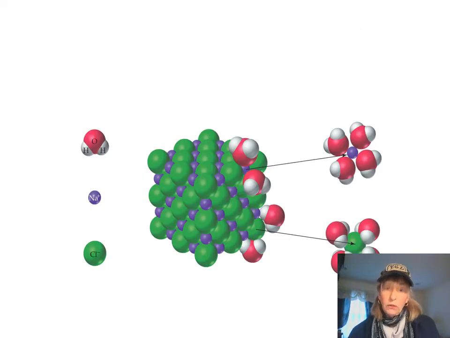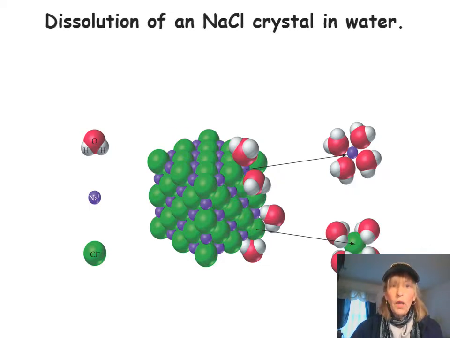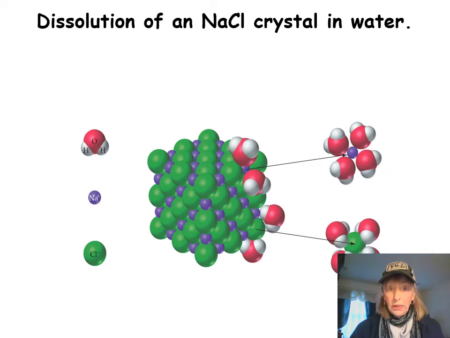Okay, so here it is. Here are our players in this whole process. We have our water, which is our solvent. We have our sodium chloride right here. And so I've separated out the sodium ions, which are positively charged, and our chloride ions, which are negatively charged. So what we're seeing here is the dissolution, that's the term that we use, of a sodium chloride crystal in water.